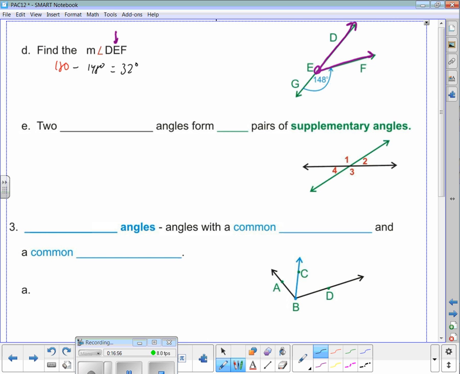All right, what if this happens? Two straight angles. Remember, a straight angle looks like a line. Two straight angles form two pairs of supplementary angles.